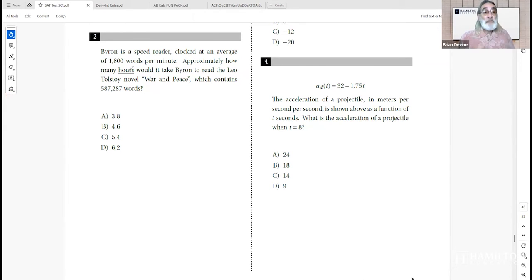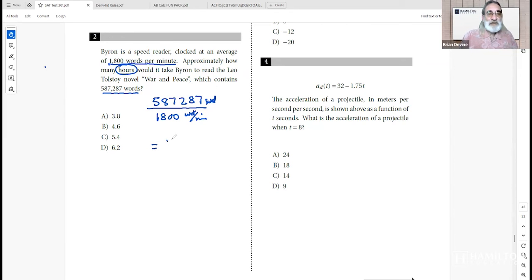Question 2. Byron is a speed reader clocked at an average of 1,800 words per minute. Approximately how many hours would it take Byron to read the Tolstoy novel War and Peace, which contains 587,287 words? And so if I take 587,287 words and divide it by 1,800 words per minute, the words will cancel, and minutes will become the unit because it flips upstairs.